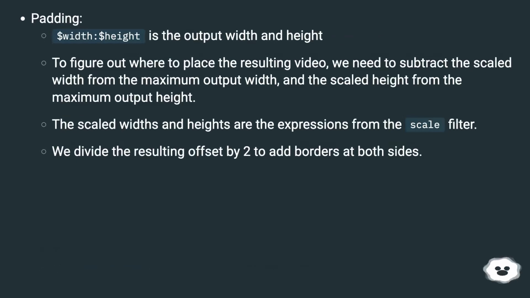Padding: $width:$height is the output width and height. To figure out where to place the resulting video, we need to subtract the scaled width from the maximum output width and the scaled height from the maximum output height. The scaled widths and heights are the expressions from the scale filter. We divide the resulting offset by 2 to add borders at both sides.